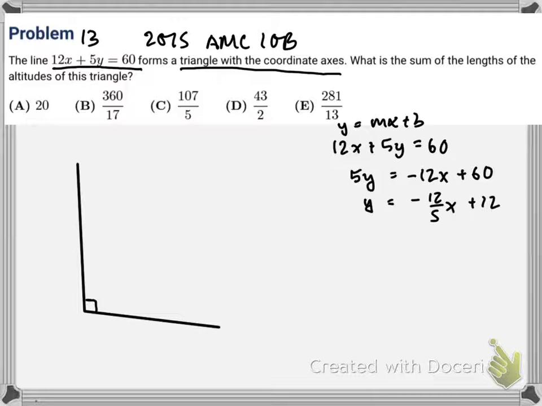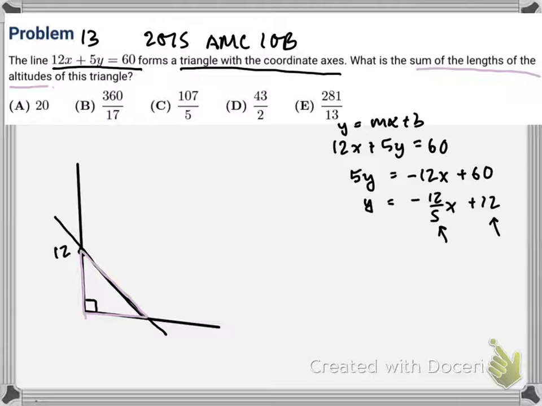And I'm noticing this is a negative slope right over here, and this is 12 as the y-intercept. I've got 12. I've got a negative slope going down. So my triangle is this one right over here. And now I want to find the sum of the lengths of the altitudes of this triangle.